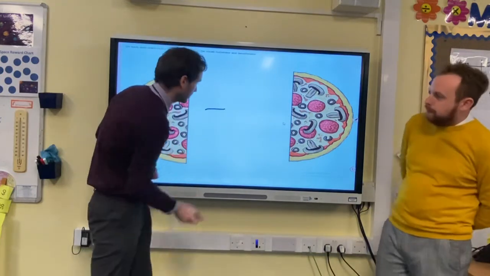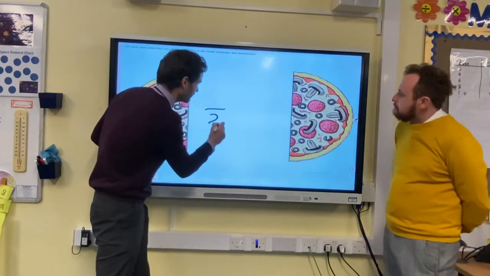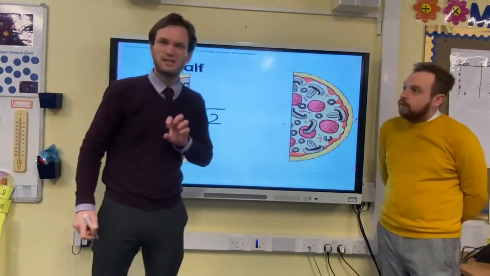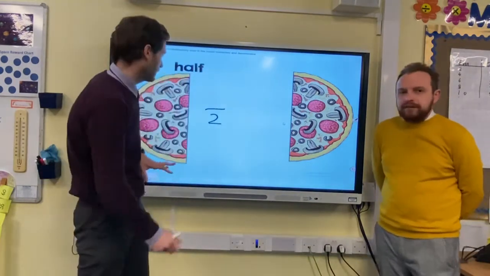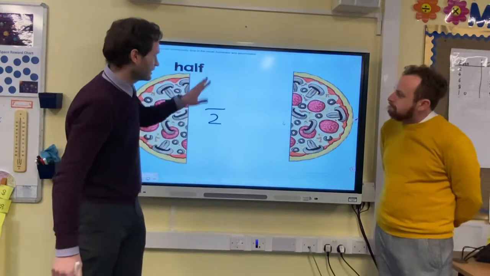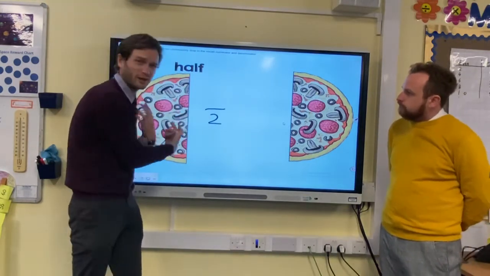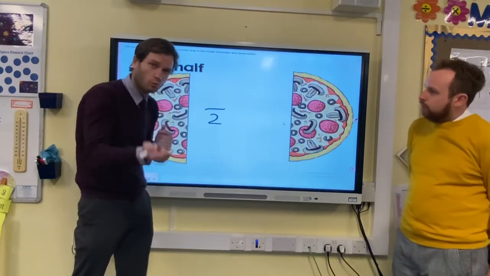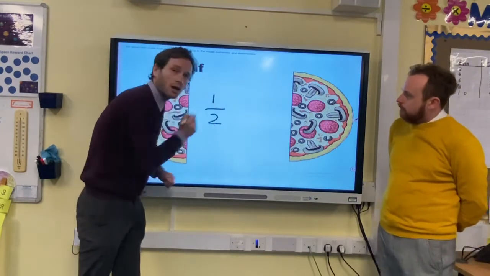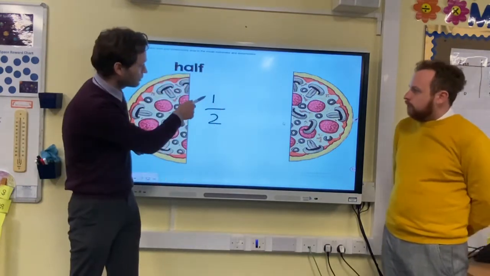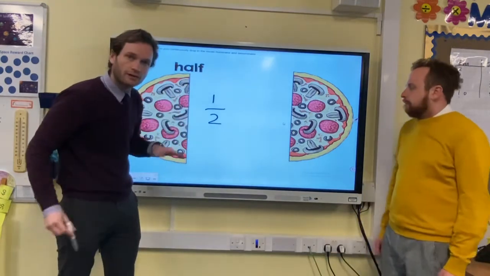2. 2 bits. So down here, the fancy name for this bit, we call that the denominator. Okay, but we split it into 2 bits. Now the bit on top, the bit that I'm gonna have, well, how many bits am I gonna have? 1 bit. Okay, so I've got 1 bit. So I've got half. That is how we write half as a fraction.